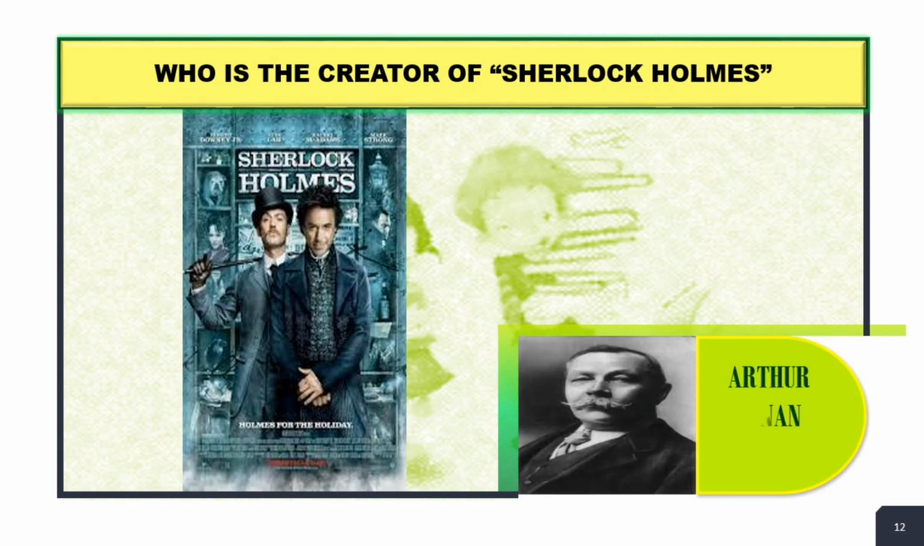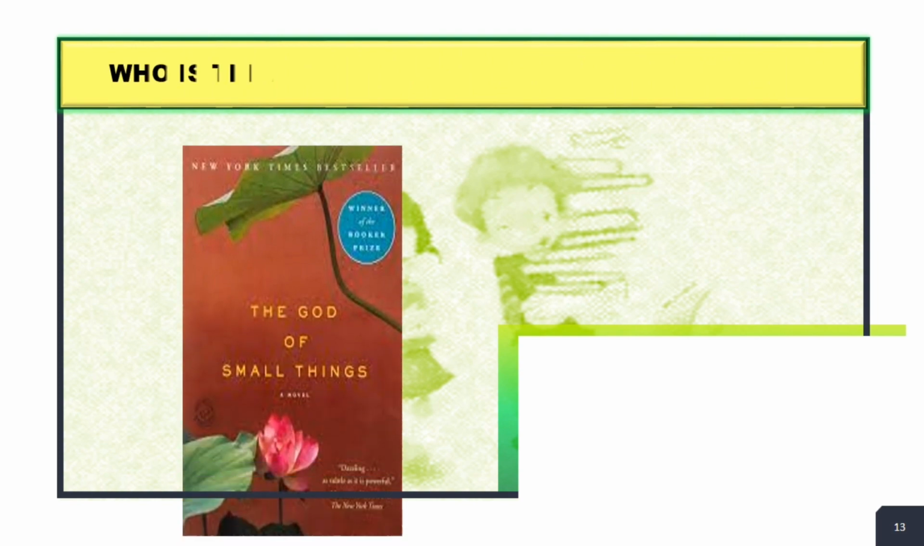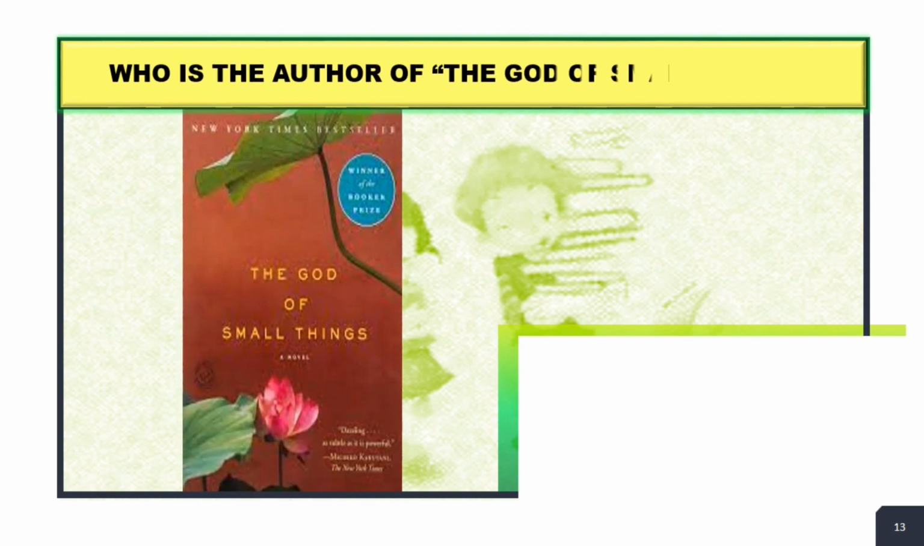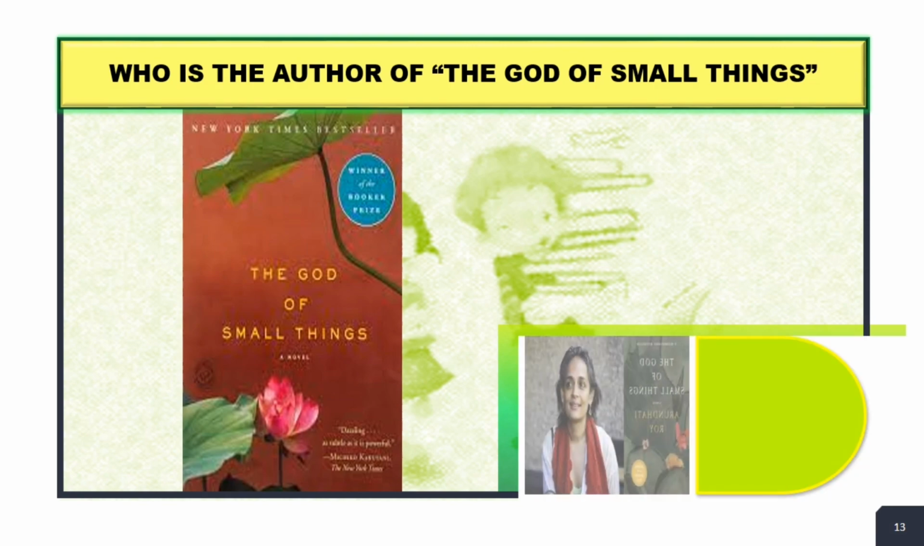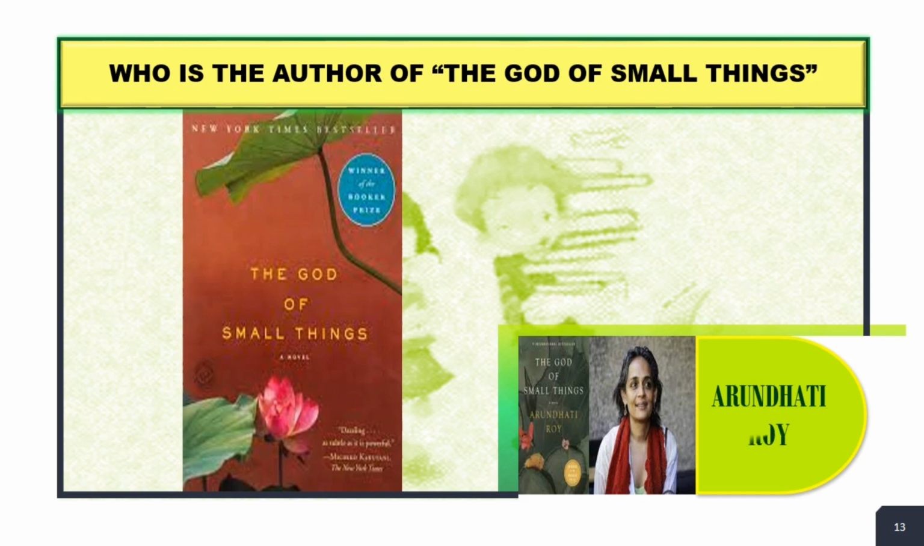Number 12. Who is the creator of Sherlock Holmes? The answer, Arthur Conan Doyle. Number 13. Who is the author of The God of Small Things? The answer, Arundhati Roy.